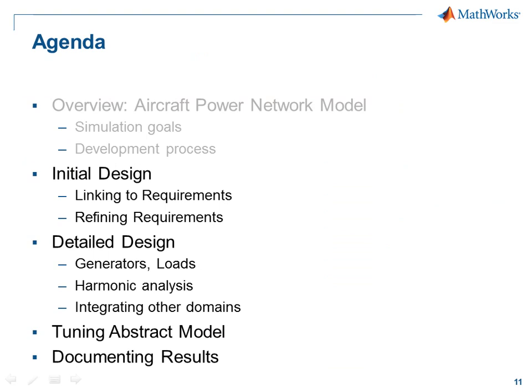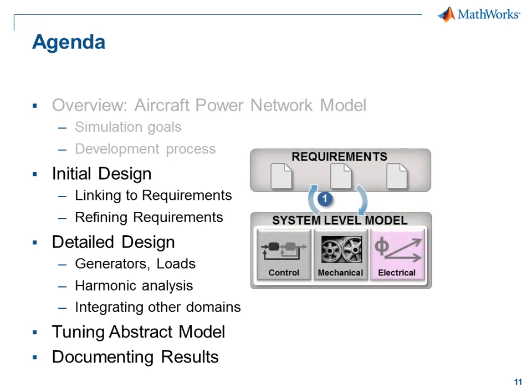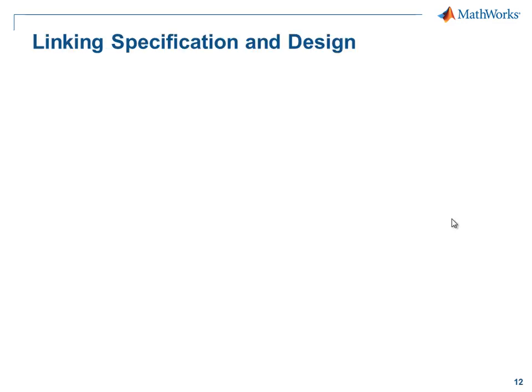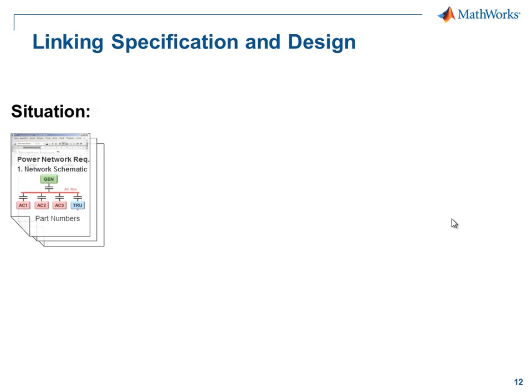Now that we've seen an overview of our model and our simulation goals, we'll go through the design process. We're first going to use our abstract model to refine the requirements for our system. These refined requirements will be used for the detailed design. In this demonstration, we're going to see how we can integrate the requirements document into our development process. We have a large requirements document that specifies all of the requirements for our entire system.